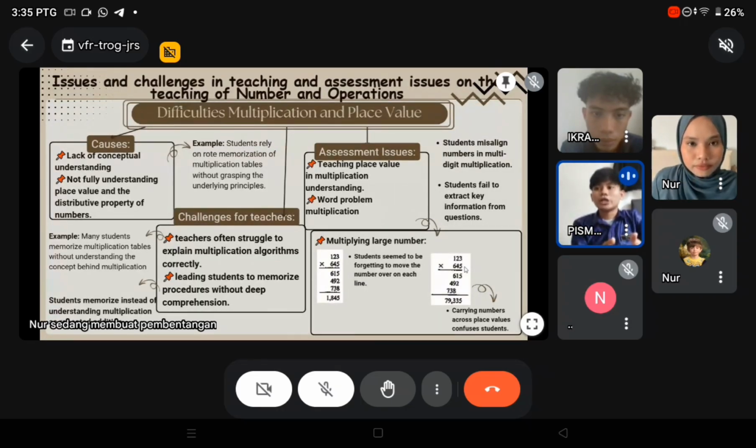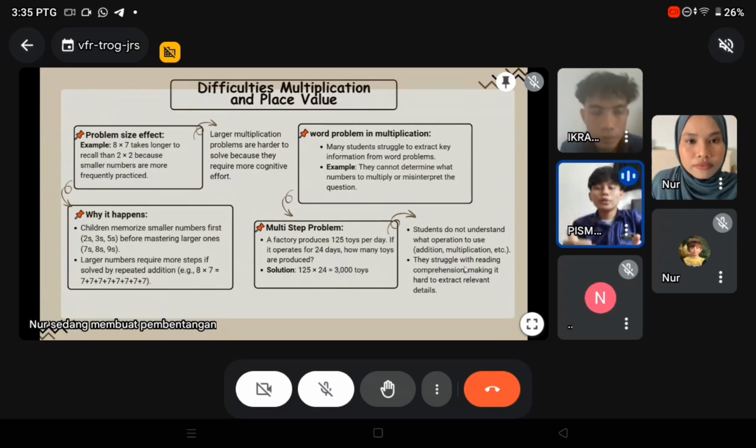The difficulty in multiplication and place value is the problem size effect. For example, 8 times 7 takes longer to recall than 2 times 2 because smaller numbers are more frequently practiced. Larger multiplication problems are harder to solve because they require more cognitive effort. Why does it happen? Because children memorize smaller numbers first like 2, 3 and 5 before mastering large ones like 7, 8 and 9. And then larger numbers require more steps if solved by repeated addition, like 8 times 7, like 7 plus 7 plus 7.